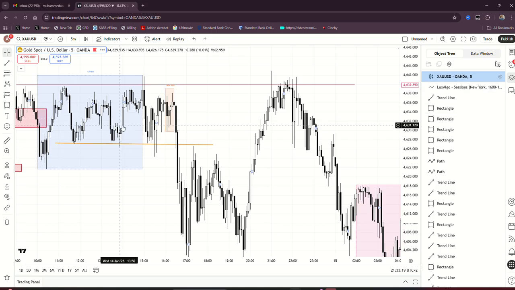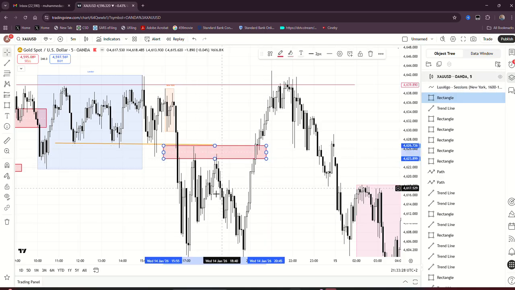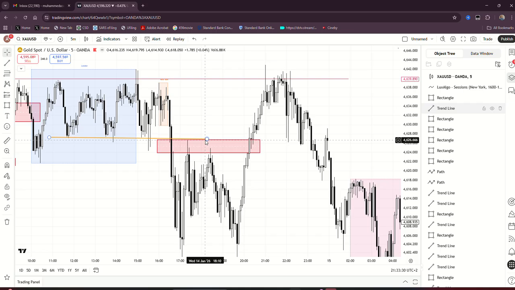Market structure shifts are also important if you want to catch those reversal trades. Look what happened, right? We created the market structure shift, we created the fair value gap, and look how we reacted off the fair value gap, right? Sold.